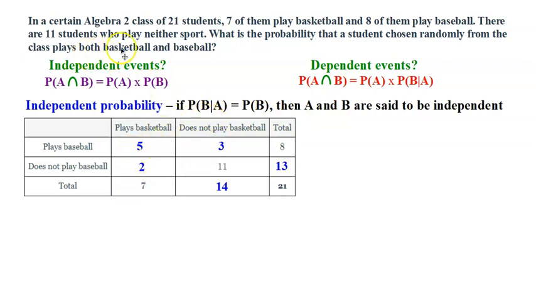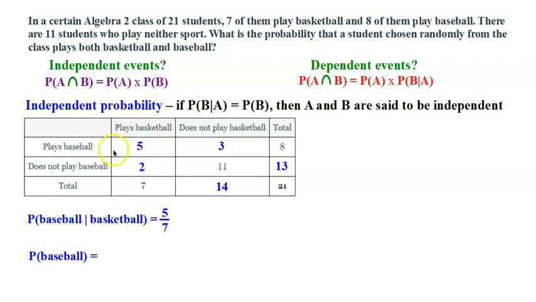So we want to know the probability that they play both basketball and baseball. Is the probability of baseball, given that they play basketball, the same as the probability that they play baseball? Well, let's see here. Baseball, given that they already play basketball. So we're only looking in this column right here.